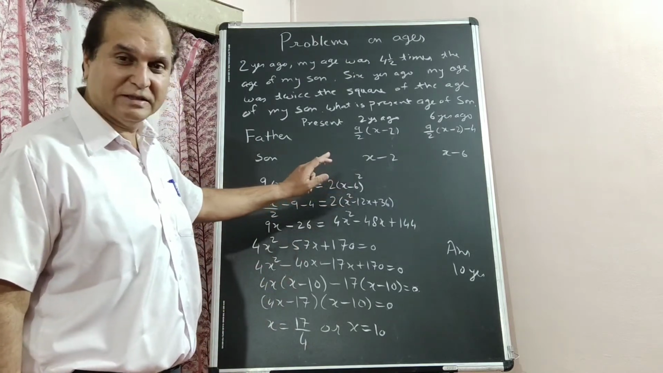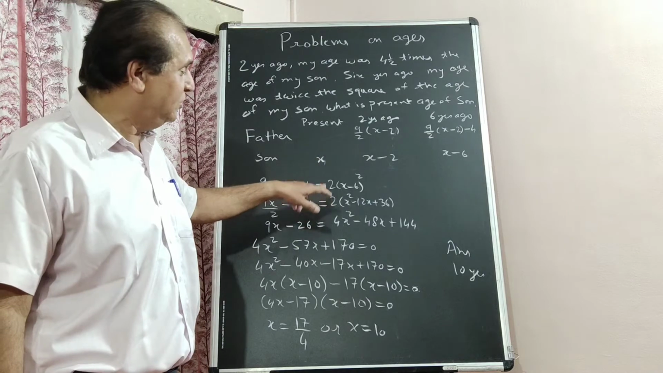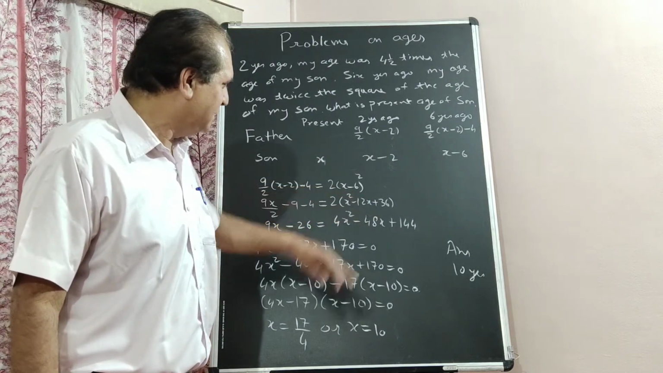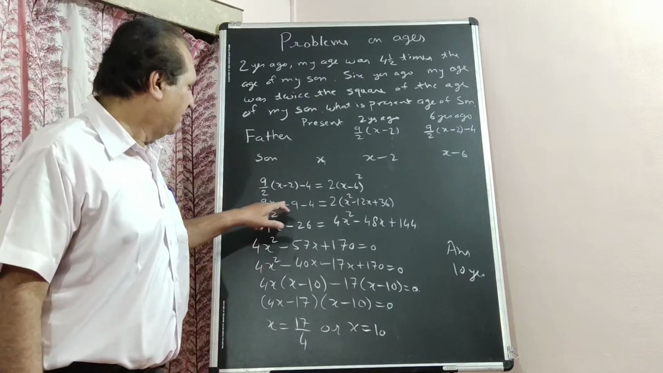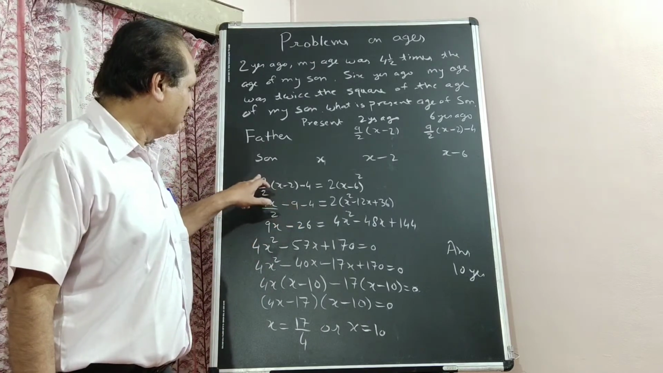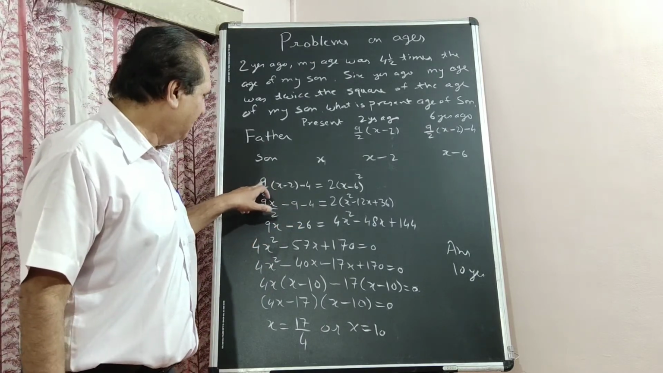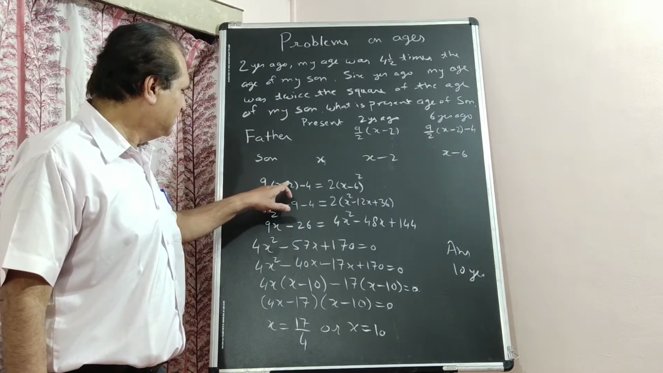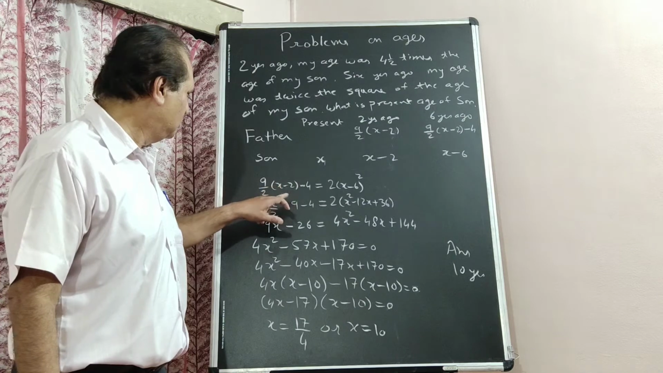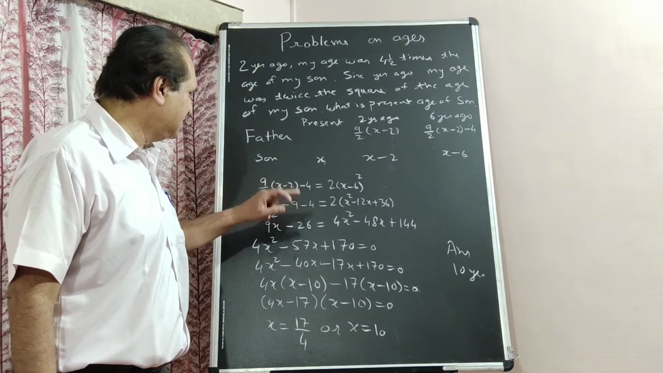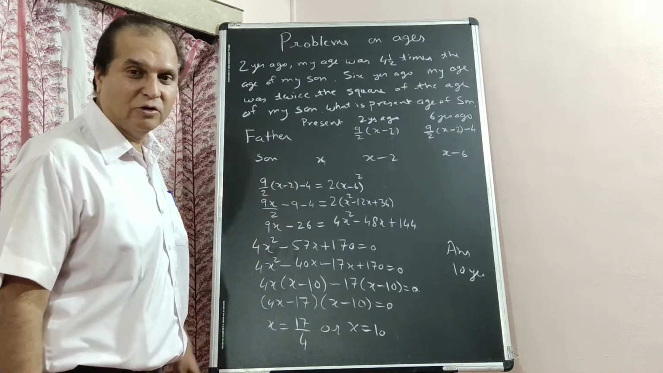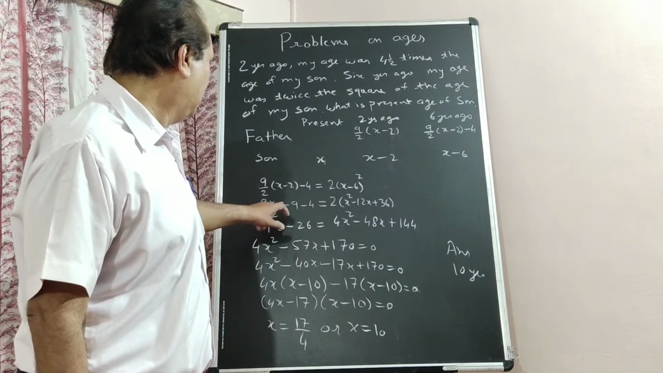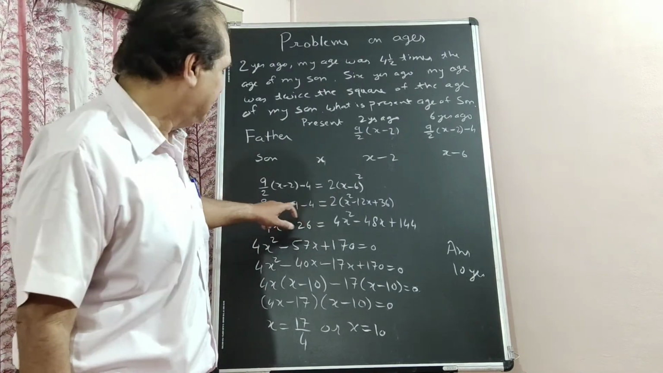x minus 6 whole square. Identity we will use: x square minus 12x plus 36. Okay, minus 9 by 2 times (x minus 2), minus 4. First we will open this bracket. 9 by 2 into x is 9x upon 2. 9 by 2 into minus 2, so the 2 cancels, just 9. This is just minus 4. Okay. Now minus 9 minus 4 is minus 13.